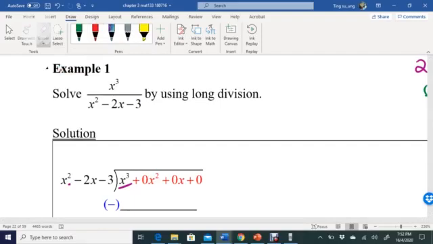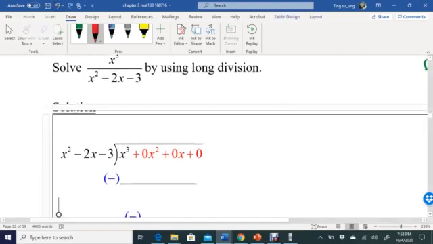You have x squared here, right? You have x power of 3 here. So what do you need to multiply to eliminate your x power of 3? See, that is your concern here. So how are you supposed to eliminate your x power of 3? Your x squared you need to multiply with x. So x squared times x, you have x power of 3.